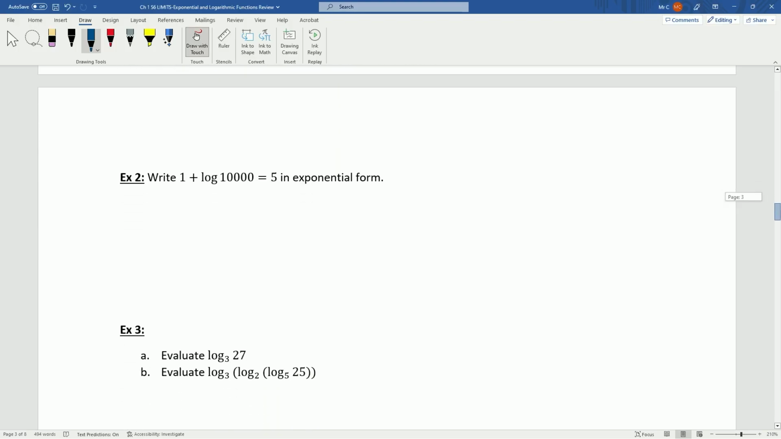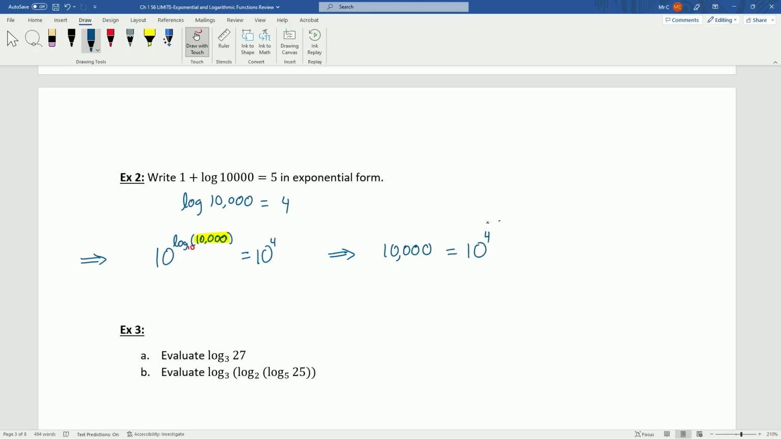All right, so write 1 plus log of 10,000 equals 5 in exponential form. So the first thing I'll do is move the 1 across. I get log of 10,000 equals 4. Keep in mind, this is implicitly base 10 here. And I'm just going to raise each side of this equation to the exponent of base 10. So a to the log base a of x is x, because remember, implicitly, there's a little base 10 there. Done. That's exponential form.